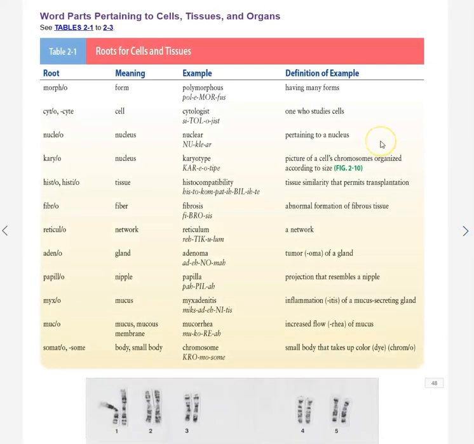Word parts, here we're talking about word parts again. The root is mentioned in this table, and then the definition and the meaning is shared, and then an example of how it is used. For example, morph, the meaning of that word is to form. So polymorphous means having many forms. An example of this would be cancers. Cancers are polymorphous. They develop and happen in many forms.